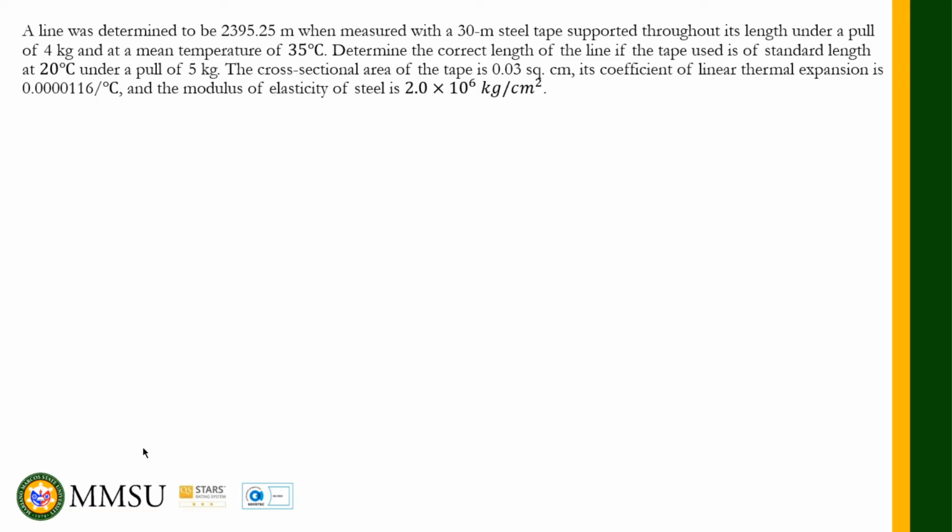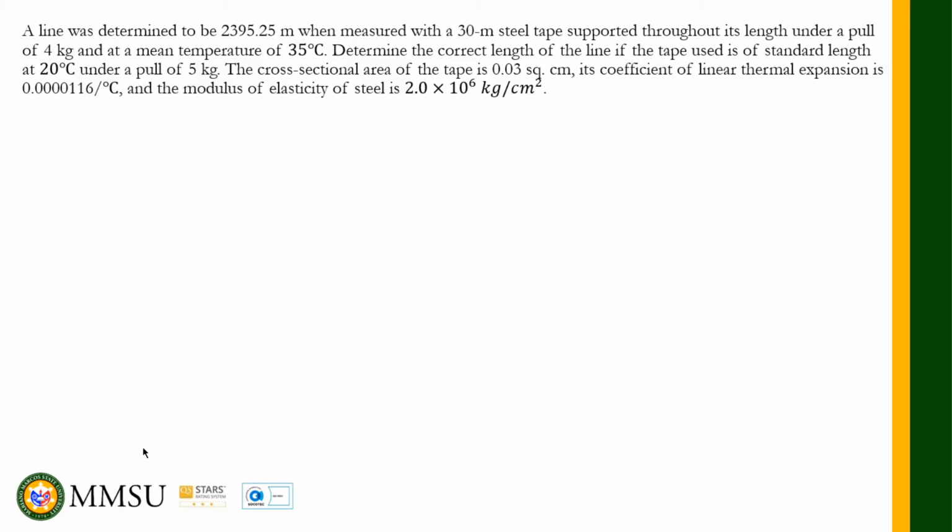The cross-sectional area of the tape is 0.03 square centimeters. Its coefficient of linear thermal expansion is 0.0000116 per degree Celsius, and the modulus of elasticity of steel is 2.0 times 10 raised to 6 kilogram per square centimeters. Okay, so basically, ang tinatanong dito is the correct length of the line.